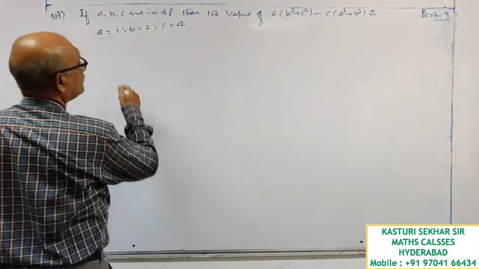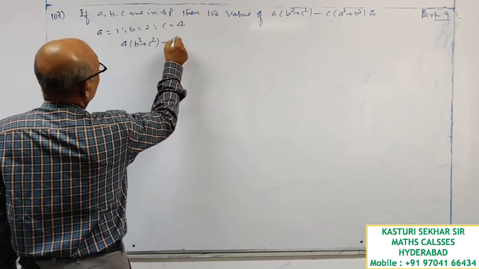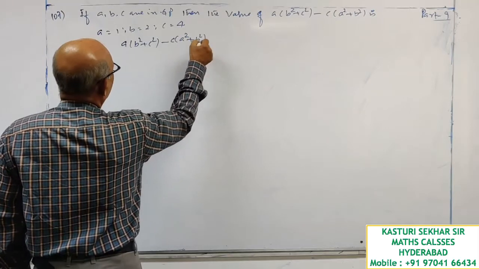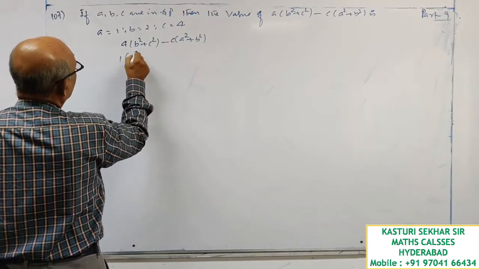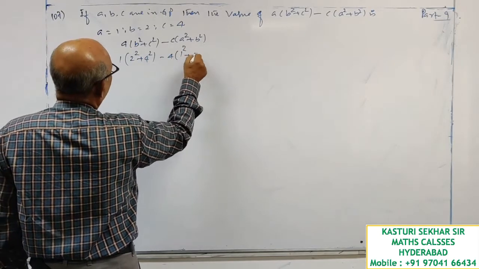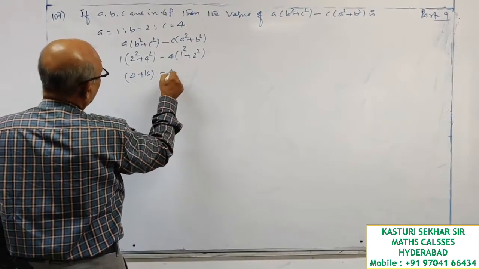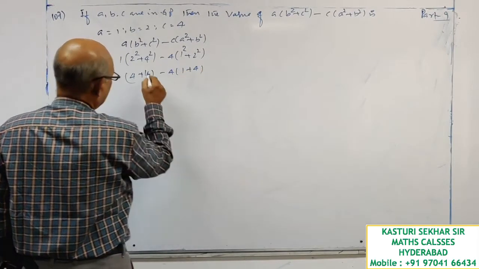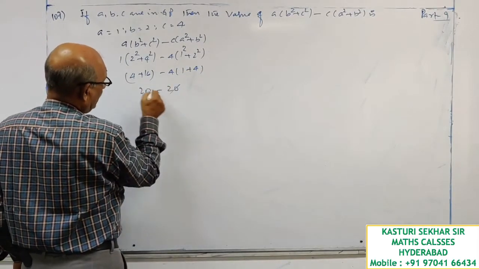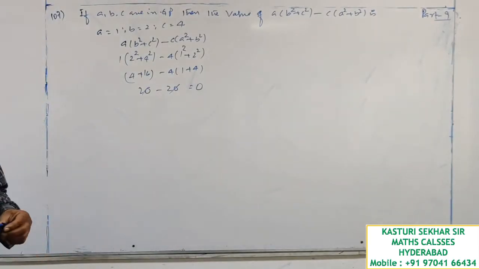Now, a into (b square plus c square) minus c into (a square plus b square). 1 into (2 square plus 4 square) minus 4 into (1 square plus 2 square). 4 plus 16 is 20, minus 4 into (1 plus 4), which is 20. 20 minus 20 is 0. 0 is the answer to the given question.